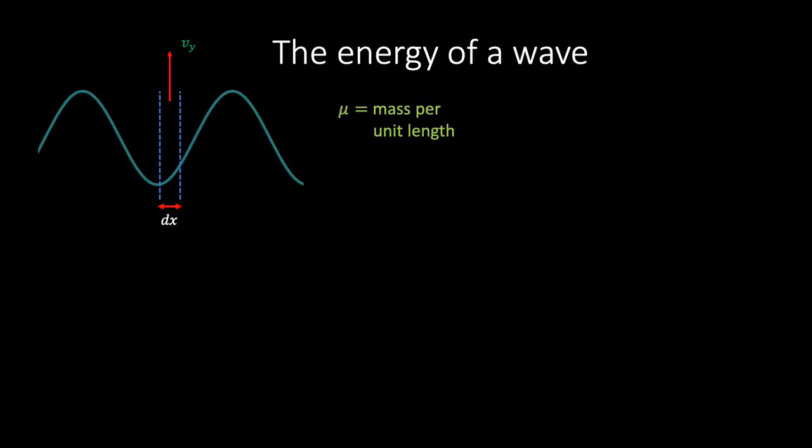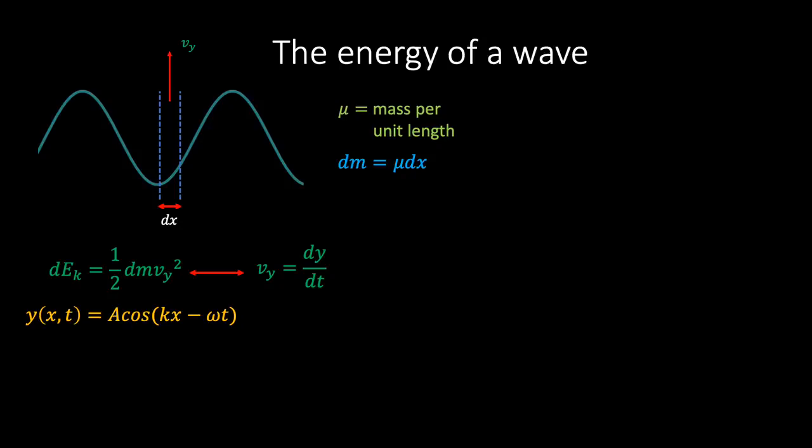If the velocity in the y direction is labelled v subscript y, then we can write down an expression for the kinetic energy of this segment, where dm is the mass of the small segment, which can be written as mu times dx, and v_y can be written as dy by dt, where y is the wave displacement. If we then substitute the wave displacement function, we can rewrite the velocity as a omega sine (kx minus omega t), and so if we put everything together, we finally arrive at the following red expression.